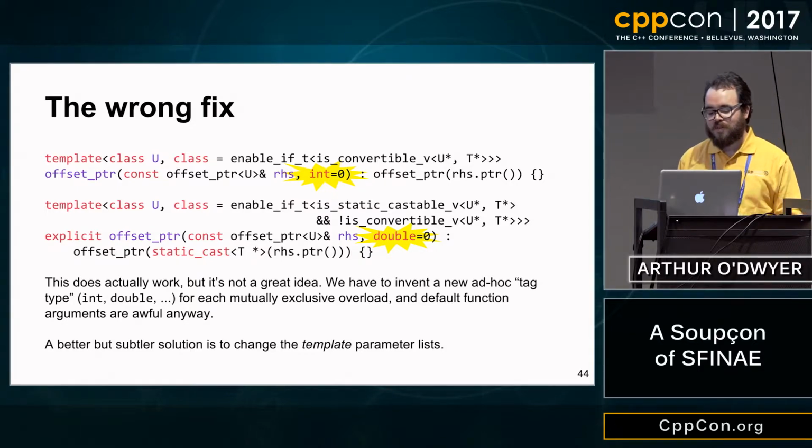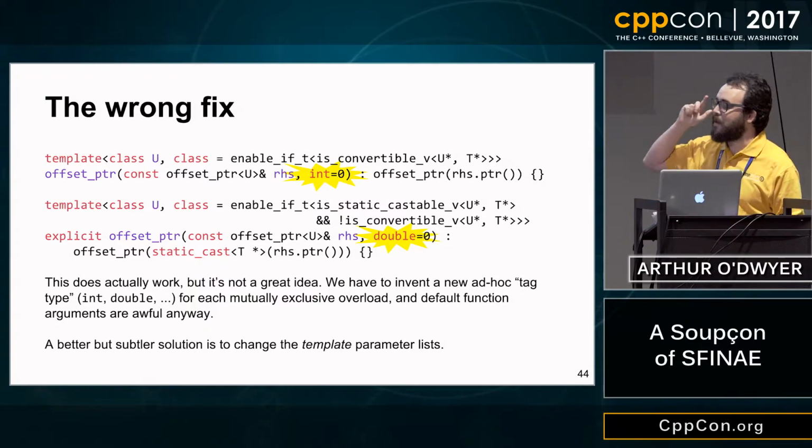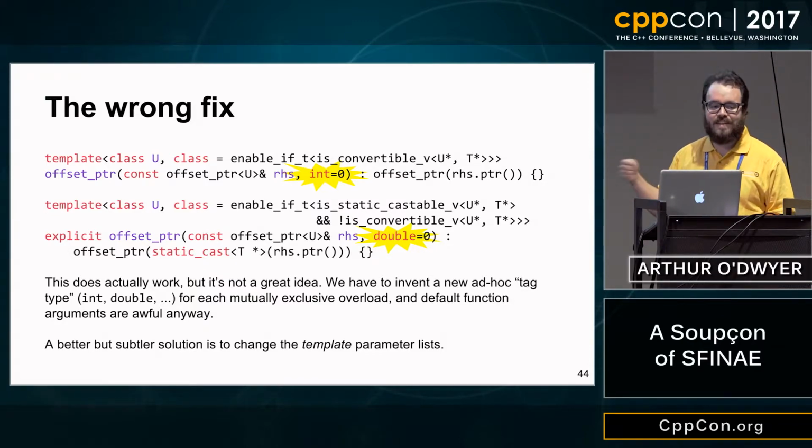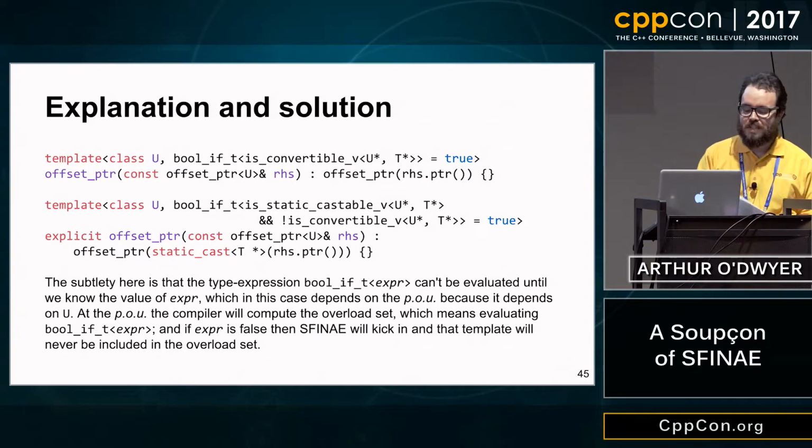A better but subtler solution is to change not the function argument list, or function parameter list, but the template parameter list. We need to make it so that these template parameter lists are somehow different. They can't just be like class and class. They have to be different somehow. And this is where I bring in my bool_if_t.